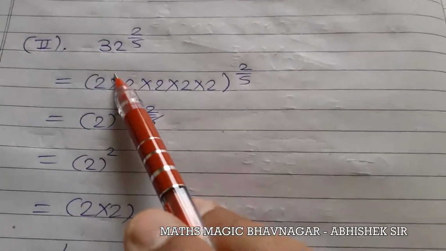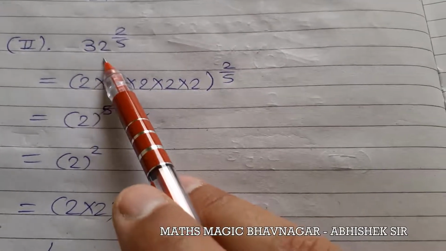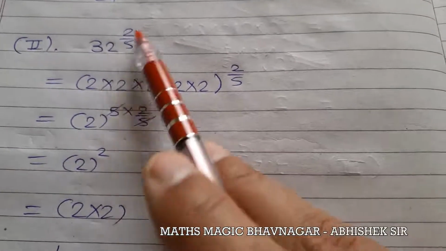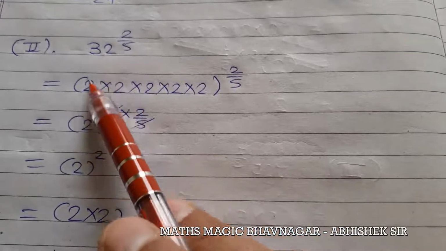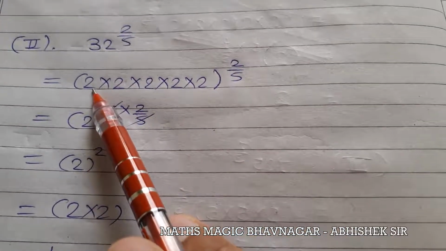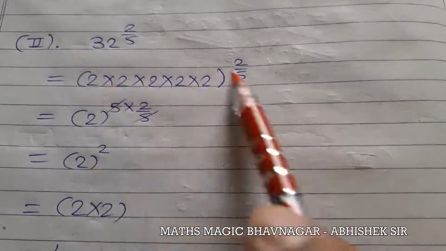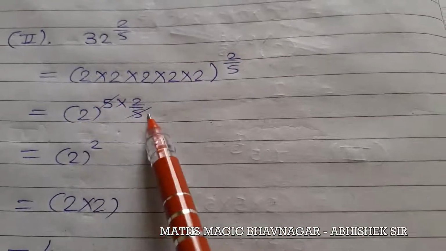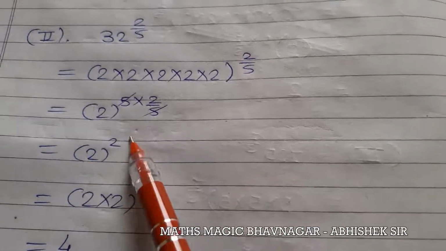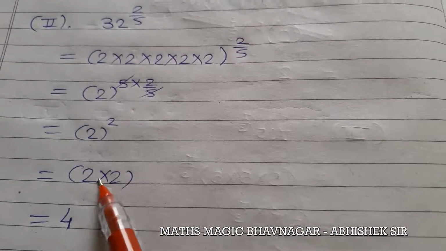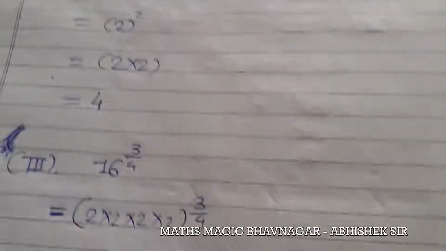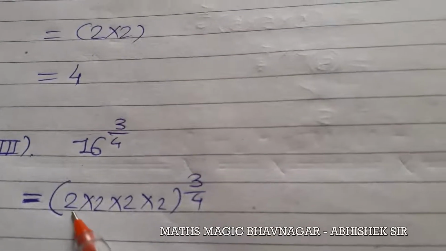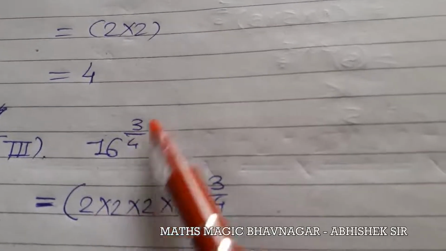Then sub question 2 of question number 2: 32 raised to 2 by 5. 32 means 5 times multiplication of 2, whole bracket, 2 by 5 exponent. So 2 raised to 5 into 2 by 5. 5 5 are cancelled, so we are getting 2 raised to 2. 2 raised to 2 means 2 times multiplication of 2, 2 into 2 is 4. 4 is our answer.